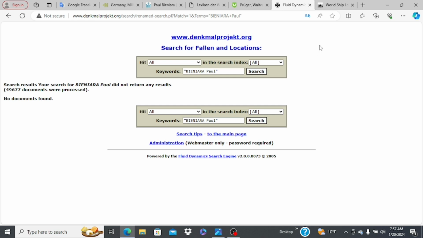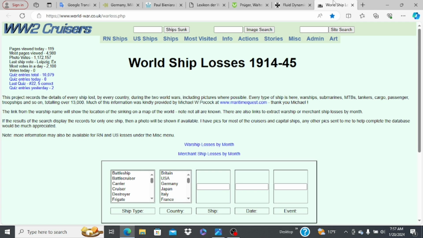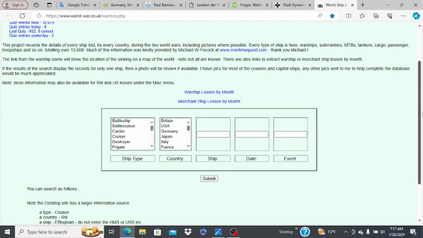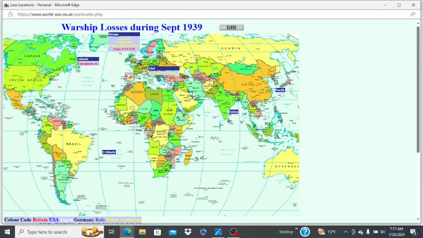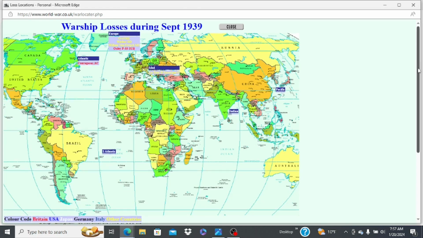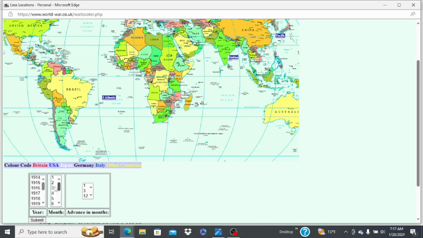The last one I want to talk to you guys about, I've only used this one once, but it took me a long time to find this resource. So if you're somebody that's really interested in the naval losses of World War II, this is awesome. So basically, you can go to warship losses by month, and it pulls up this handy dandy map here, and you can then sort by date.